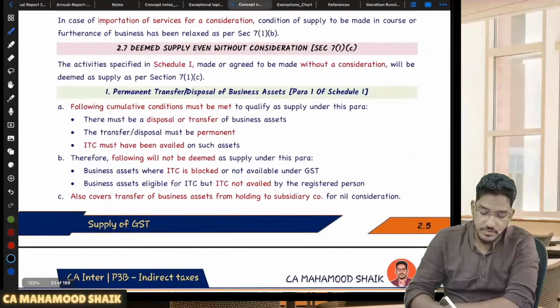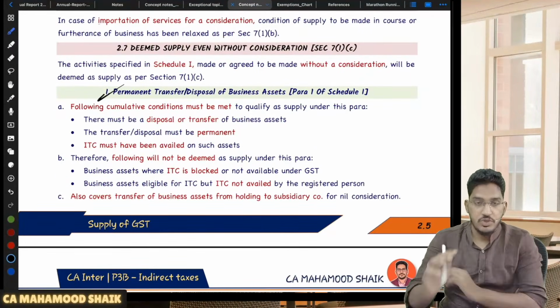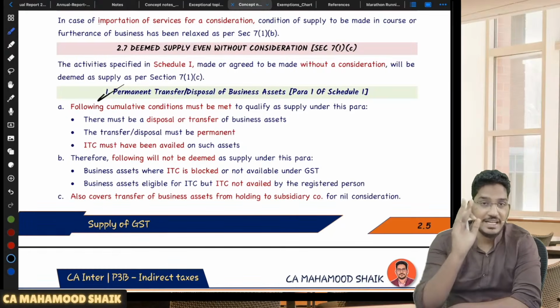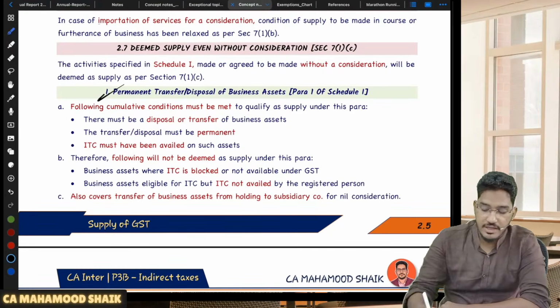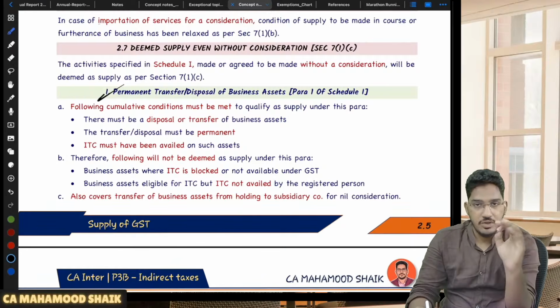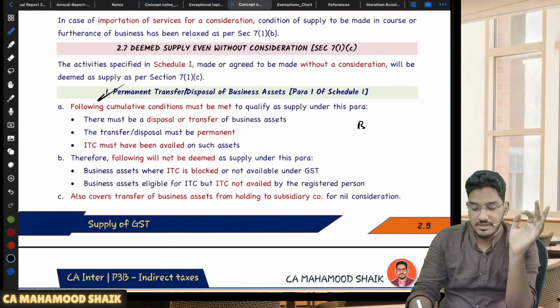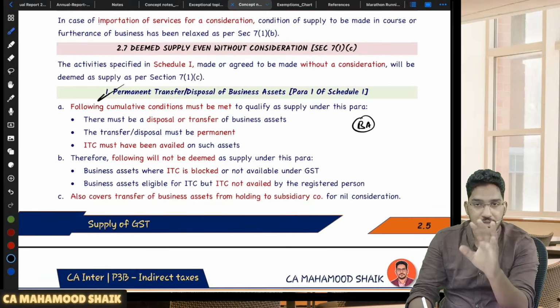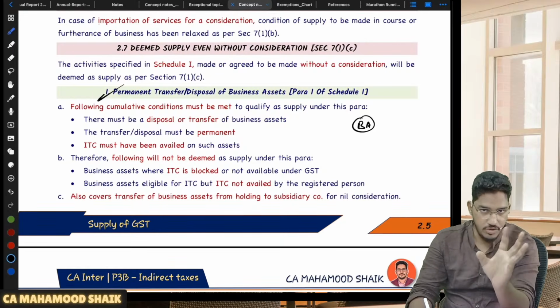Right. So the first one: permanent transfer or disposal of a business asset on which ITC is availed. So what do they say here? If you are permanently transferring or disposing of a business asset. When I say business asset, it need not be a capital asset. It could be any asset. It could even be stock also.